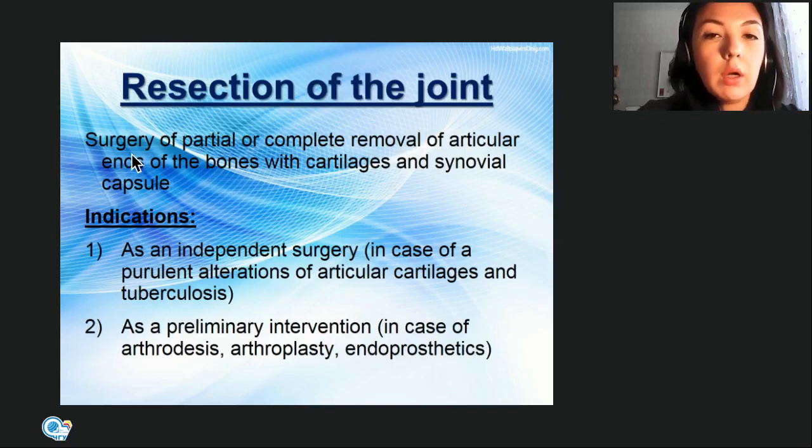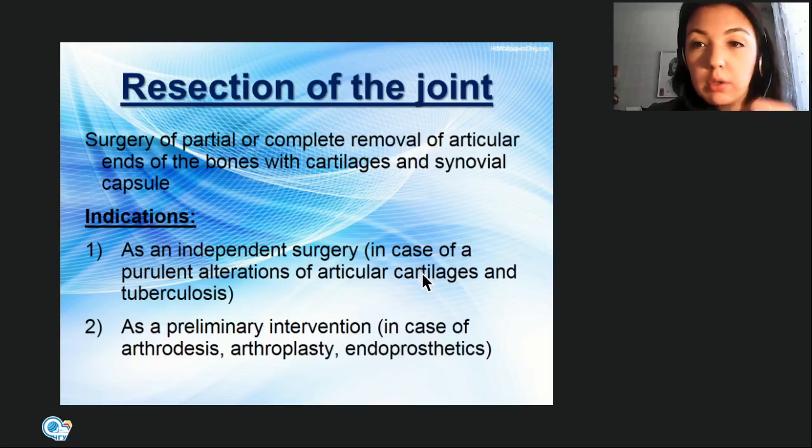Resection of the joint. It is surgery of partial or complete removal of articular ends of the bones with cartilages and synovial capsule. So indications: as an independent surgery in case of purulent alterations of articular cartilages and tuberculosis, and as a preliminary intervention in case of arthrodesis, arthroplasty, or endoprosthetics. So we'll talk about it right now in a few seconds.